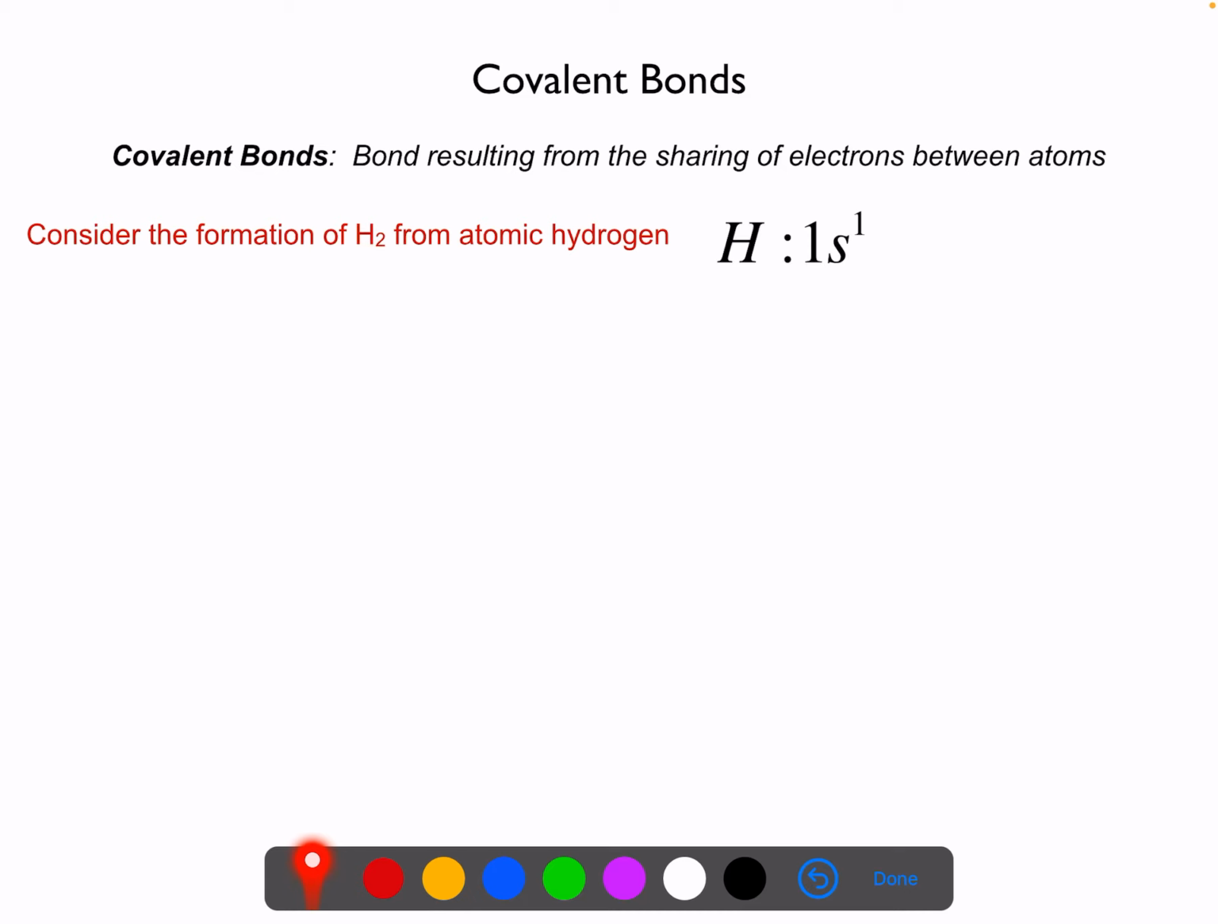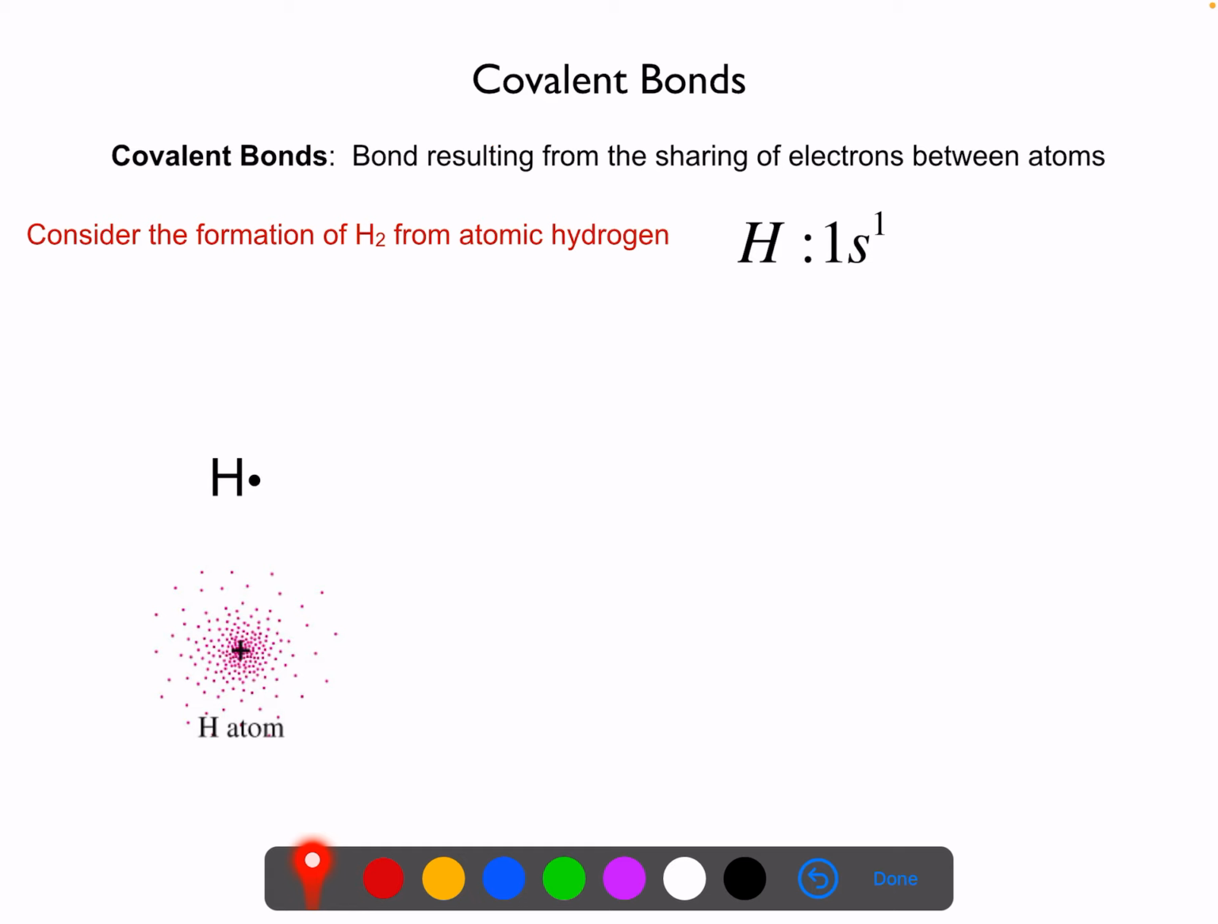We can think about each hydrogen atom, recall, has an electron configuration of 1s1. So what we're really doing is bringing two s orbitals together, and have these s electrons, instead of associated with a single nucleus, be associated with two nuclei. Pictorially, we can imagine H dot, where that dot is an electron, or we can imagine this is our s orbital. Remember, a spherical orbital, a probability distribution of finding an electron.